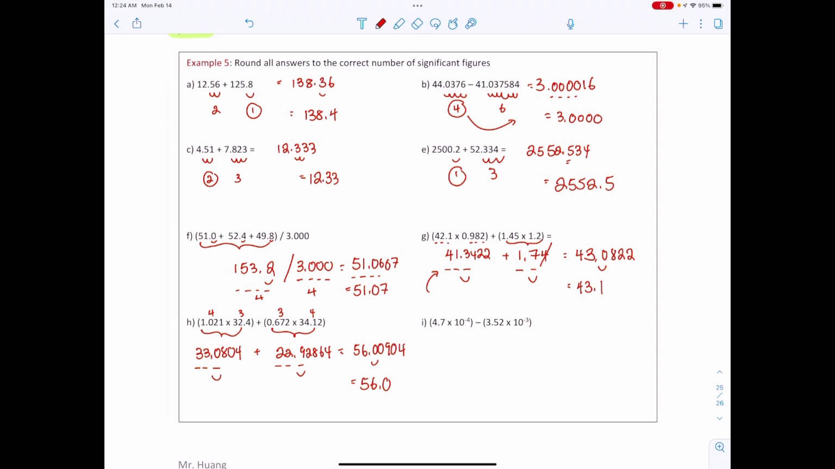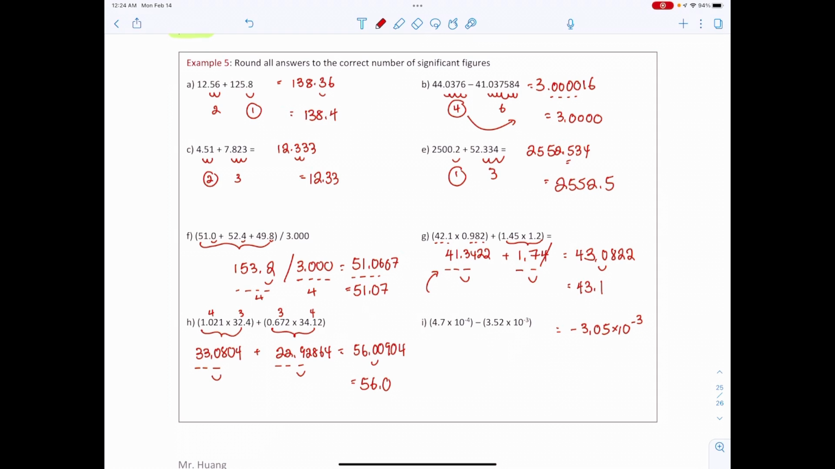For this question here, if you put it into the calculator, you're going to get 4.7 times 10 to the power negative 4 minus 3.52 times 10 to the power negative 3. You get negative 3.05 times 10 to the power of negative 3.